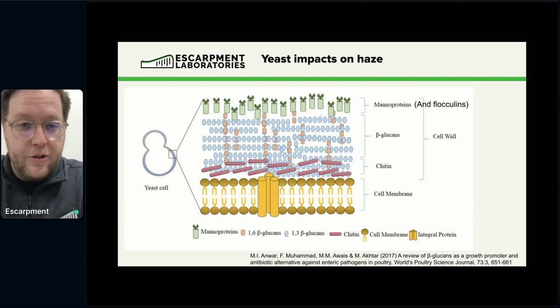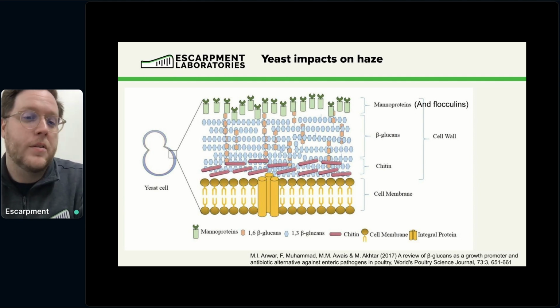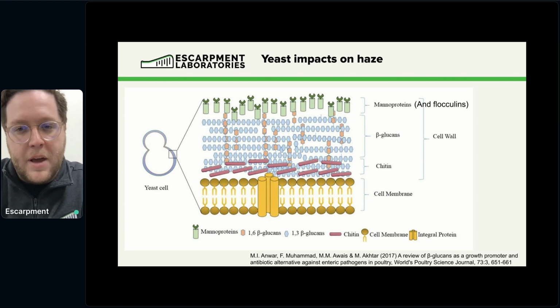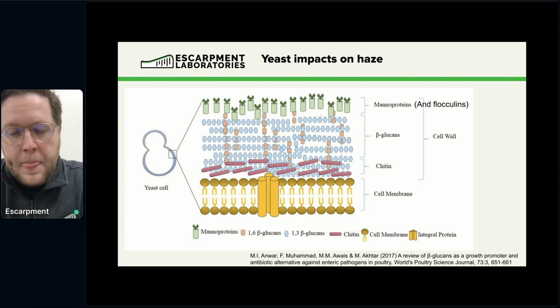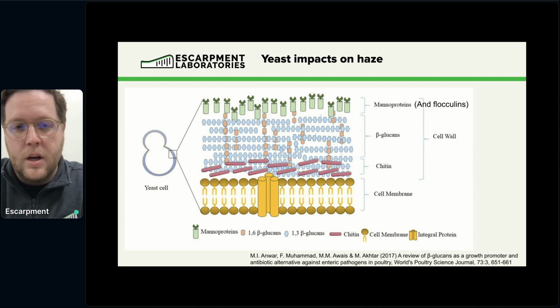So this is just an illustration of what factors might actually be influencing haze in yeast, and this is still poorly understood. But in general, a lot of this comes down to the cell surface. A lot of the stuff that's most exposed to the environment, like the mannoproteins right there on the outer edge of the yeast cell wall, or flocculins are another example. So the proteins that help yeast to flocculate are also related to some of these proteins that can impact the haze of a wine or a beer.